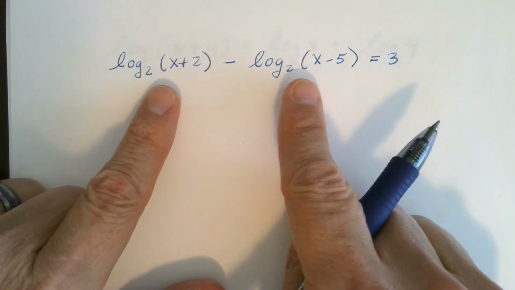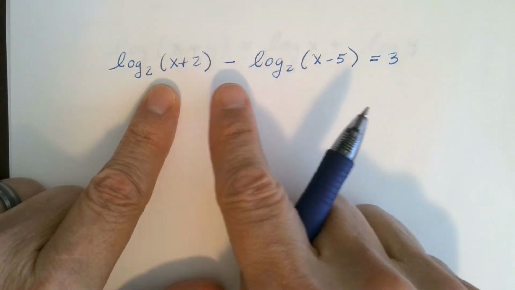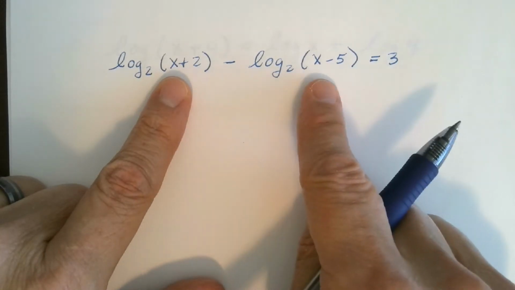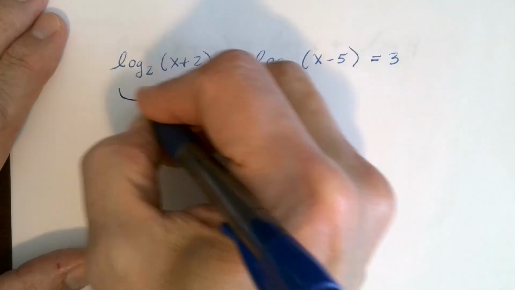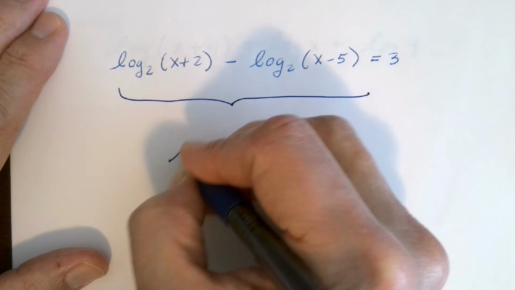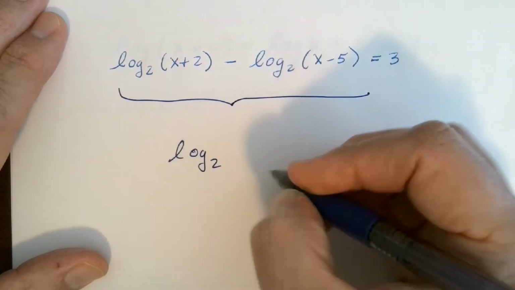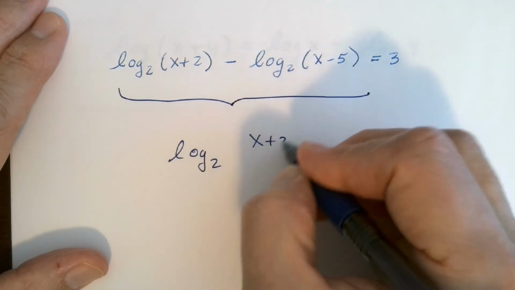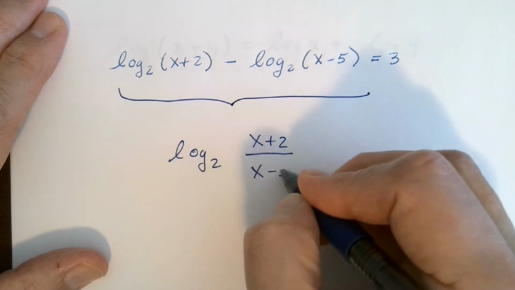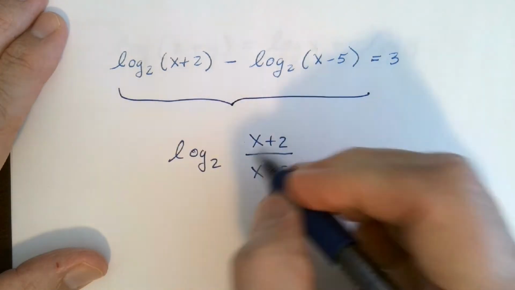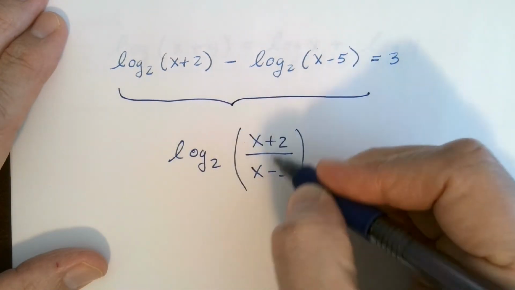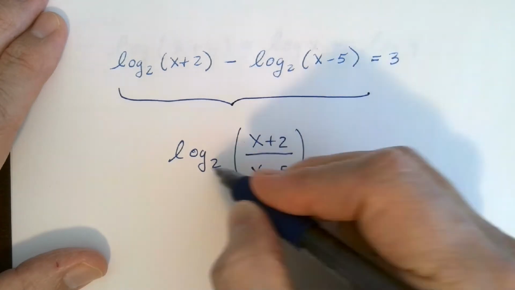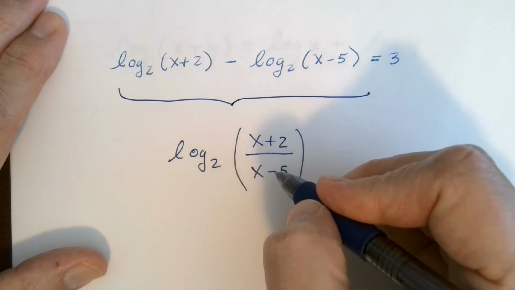How do I do this? The log base 2 of something minus log base 2 of something, I can combine those as one logarithm, right? By the property that says what? Log base 2 of what? X plus 2 divided by x minus 5. So the difference of logs becomes the log of a quotient, right? Remember, it's log base 2 of x plus 2 divided by x minus 5.